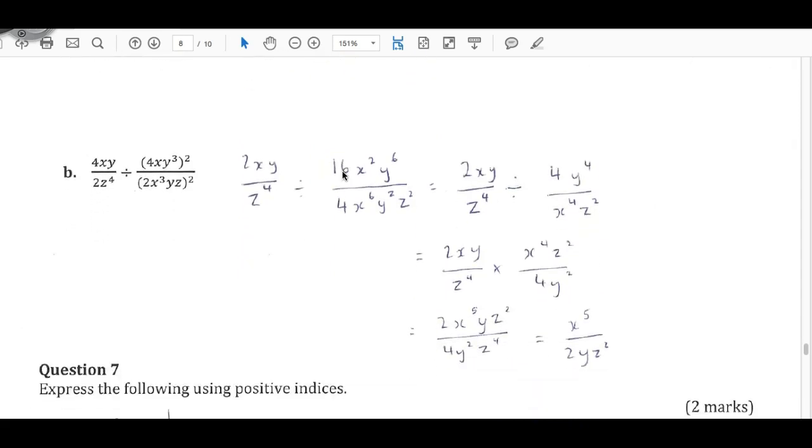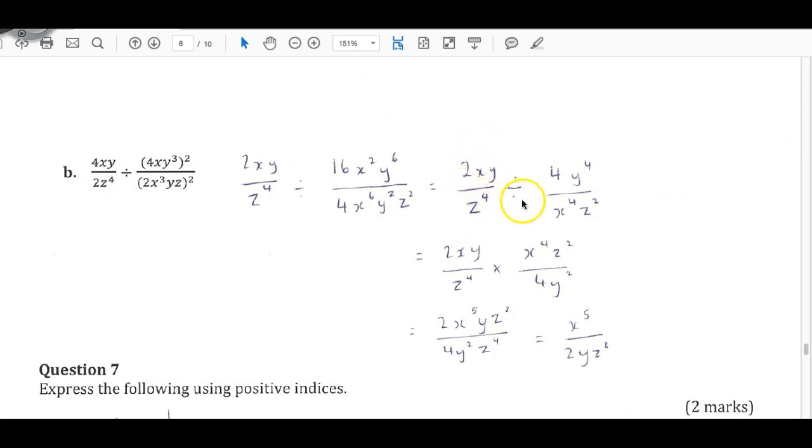Might just move that up a bit because you can't see the whole question. And then this second fraction, I would actually expand this bracket and this bracket first. So we are left with 16x squared y^6. And then on the bottom, 4x^6 y^2 z^2. And then we look at cancelling out.